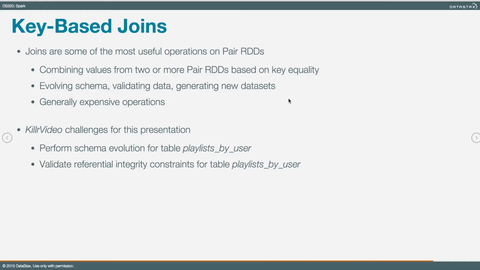Fundamentally, what they do is combine values from 2 or more pair RDDs based on the equality of their keys. In practice, we can use them for things like enforcing referential integrity, doing schema evolution and data migration, and things like that. They're really handy. We're going to use them here to solve a couple of challenges. Those are going to be a schema evolution for the playlists by user table. We want to add some features to that table, and we have to evolve that schema and transform the data to make that happen. We're also going to validate some referential integrity constraints for that same table.